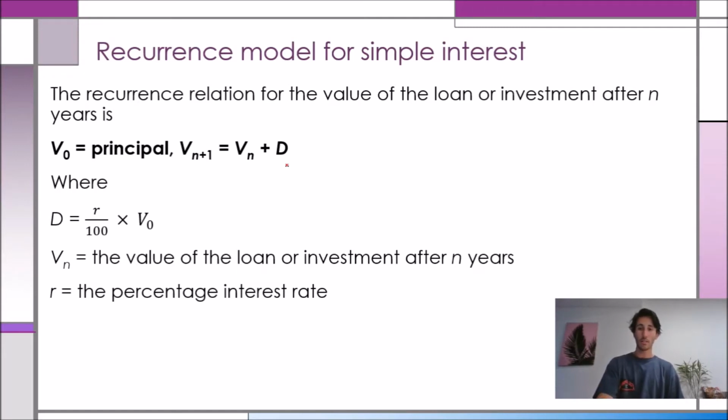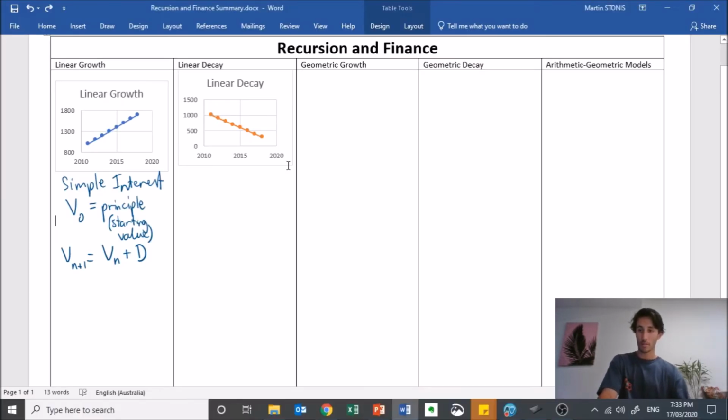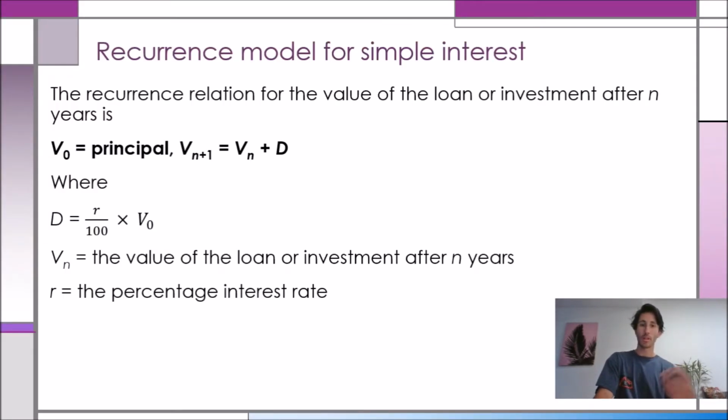So let's write that into our notes. D is therefore R over 100 times V0. That is how much we're adding to the account every month or every time period. Here we've got years, but that could be months, weeks, days. It's a fixed time period.